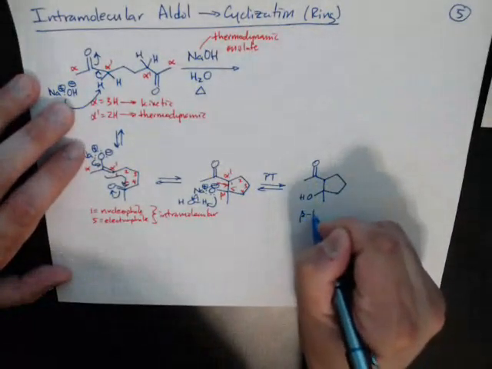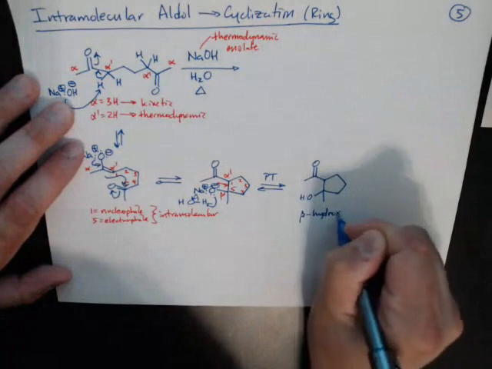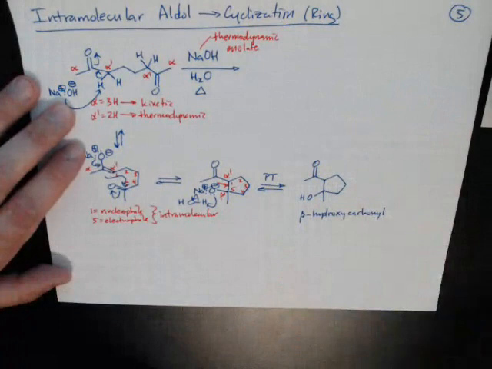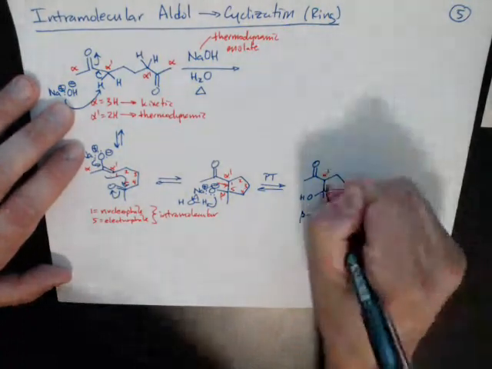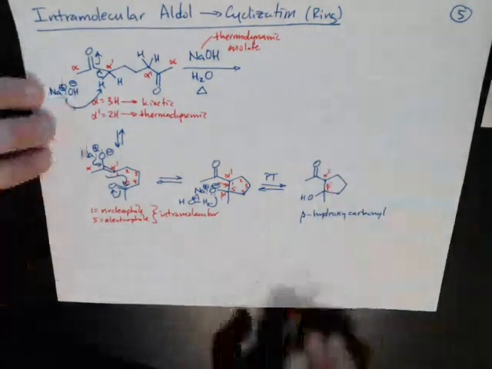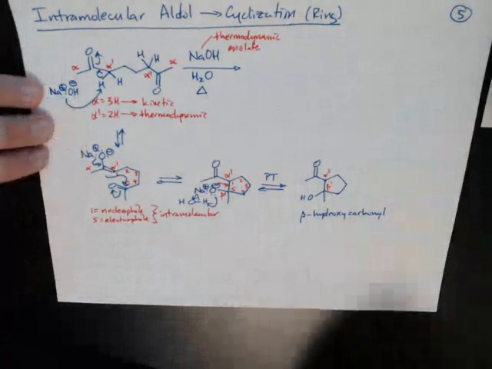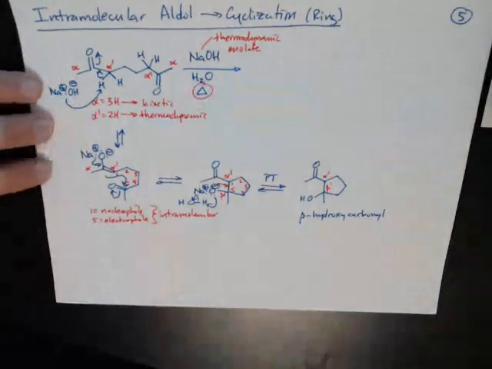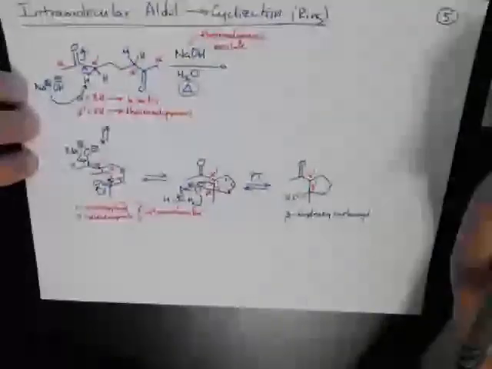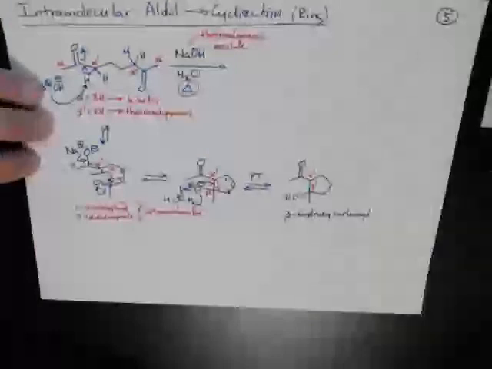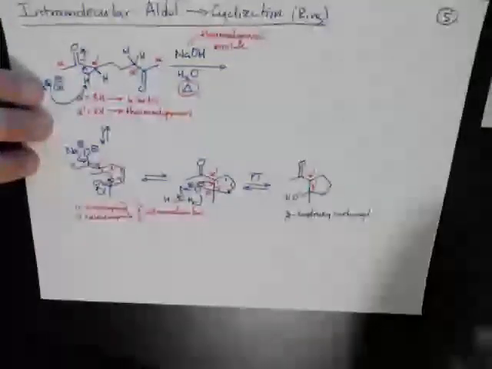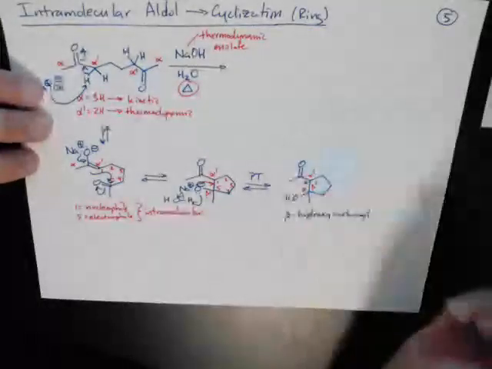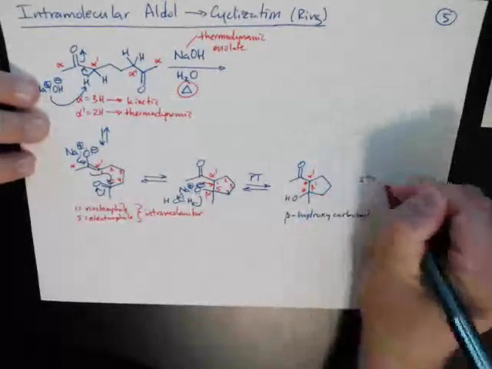So here's our beta hydroxy carbonyl. I mentioned that the reaction also has heat. One thing that Aldol reactions can do, and this sort of simplifies things, because we said there's a stereogenic carbon, there's a stereogenic carbon, so 2 to the 2 equals 4.